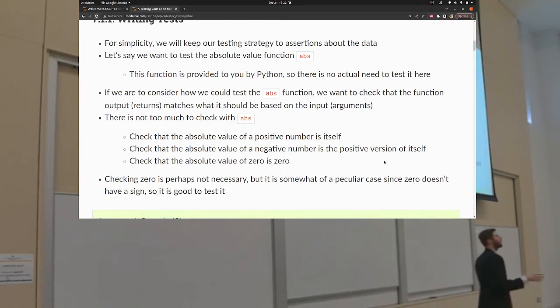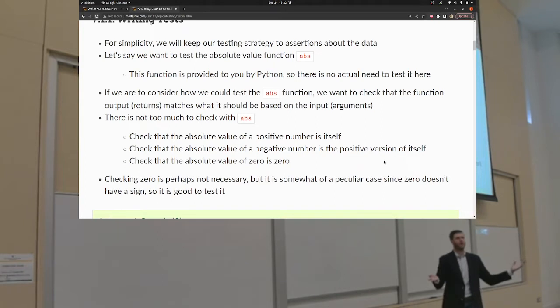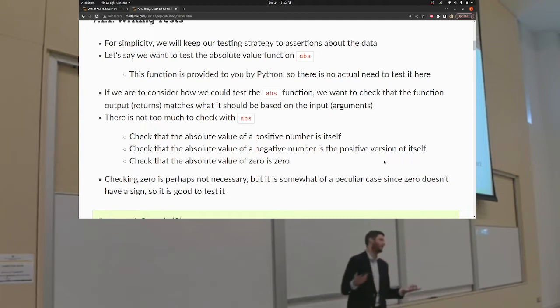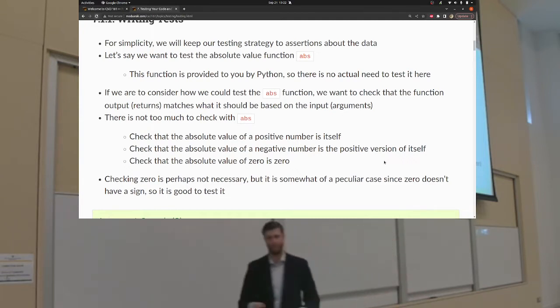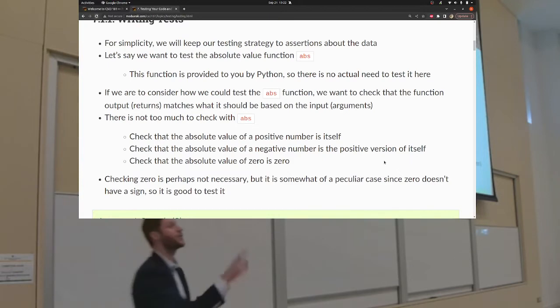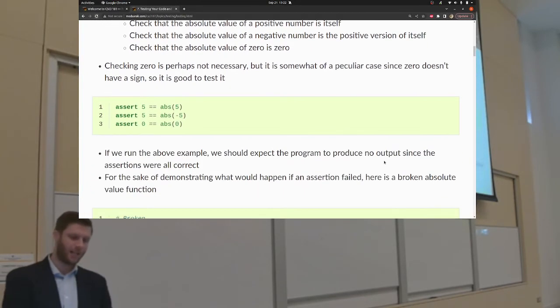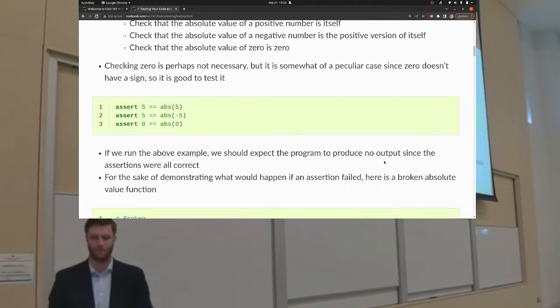That might be what we would call, arguably, edge cases, where your general purpose absolute value, you know how it works. But then someone might come along, yeah, but what happens when it's 0? And you go like, yeah, that is a funny case. That's what we would call an edge case. And they're important things to test for. A lot of times, those are the tricky things to test for. Checking 0 is perhaps not necessary, but it's somewhat of a peculiar case.